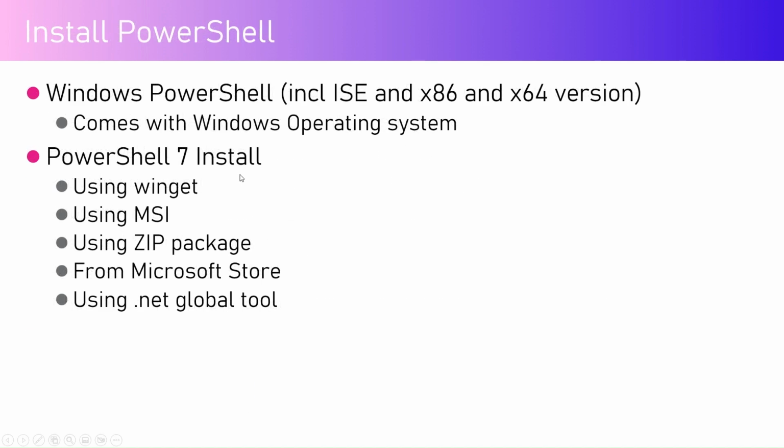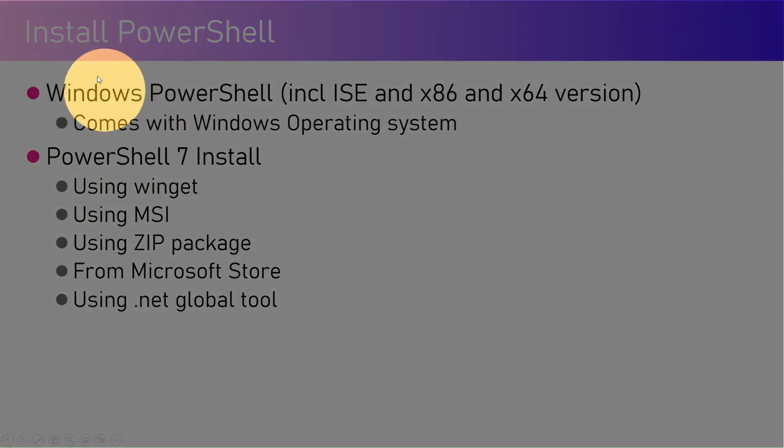To install PowerShell, now as I told you, you cannot directly install Windows PowerShell because it automatically comes with the Windows operating system. So you can enable the features of Windows PowerShell within your operating system. So there is no separate direct install for Windows PowerShell. So anything which is Windows PowerShell or Windows PowerShell ISE, x86, x64, it comes along with the Windows operating system. Okay, and it gets updated along with the Windows operating system as well.